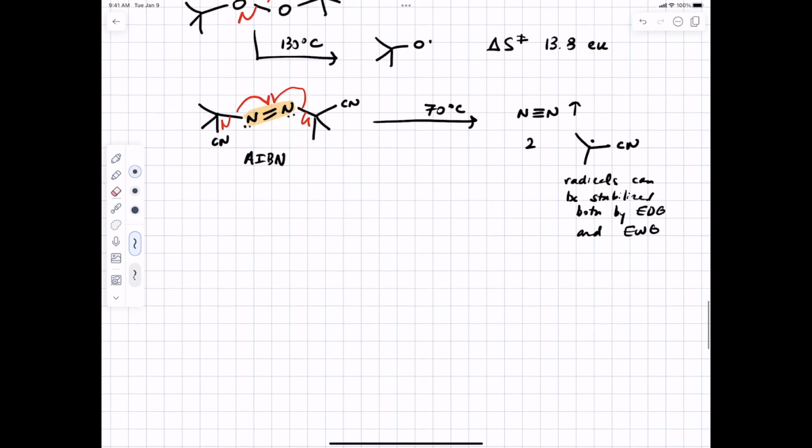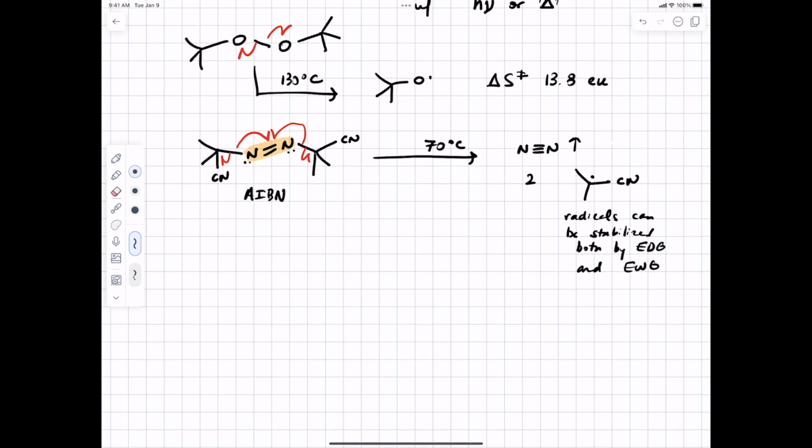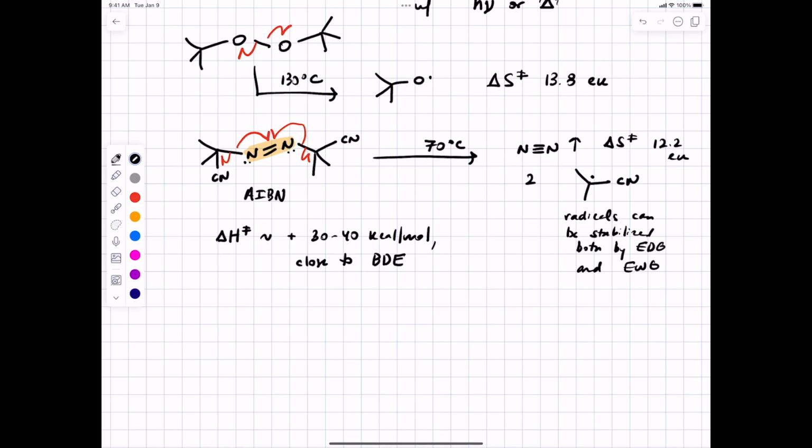Let's see. There are other examples, but I think that's good enough for now. Again, the activation entropy is favorable, 12.2 entropy units, and you'd think so because you're making a gas that bubbles off. In general, activation enthalpies for these reactions are in the range of plus 30 to 40 kilocalories per mole, which is close to the bond dissociation enthalpy for the bonds that are being broken. So the reaction is slow because of what you would expect.